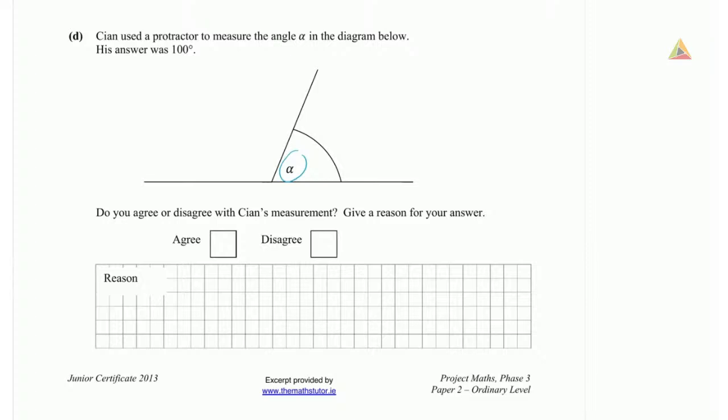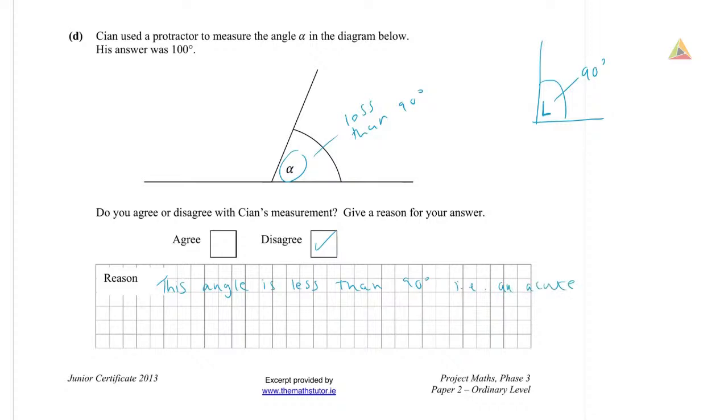Okay, by looking at that, you should know that that is less than 90 degrees, because a 90 degree angle looks like this. So 90 degrees would be that angle there. That's 90 degrees. Now this angle is clearly less than 90 degrees. So I would tend to disagree with Cian's measurement. And the reason is because this angle is less than 90 degrees, and the proper name for that angle is an acute angle, i.e. an acute angle.